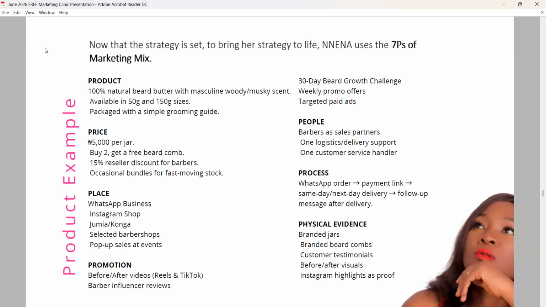Customer testimonials. That's why I tell people, learn how to use Canva so you can design your testimonial. I'm not saying using screenshots from WhatsApp is not good, but is it professional? You answer that question by yourself. So customer testimony, even the branded comb, is all part of our physical evidence. Before and after images, Instagram highlights as proof, all that is part of physical evidence.